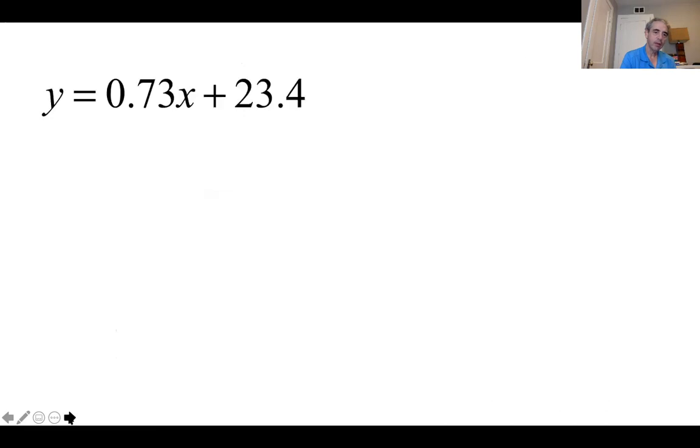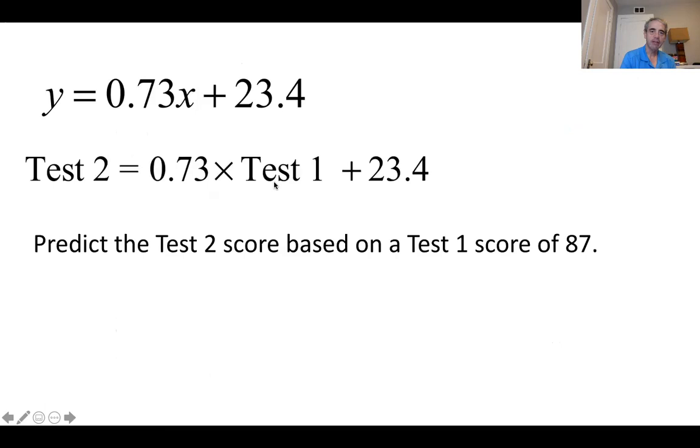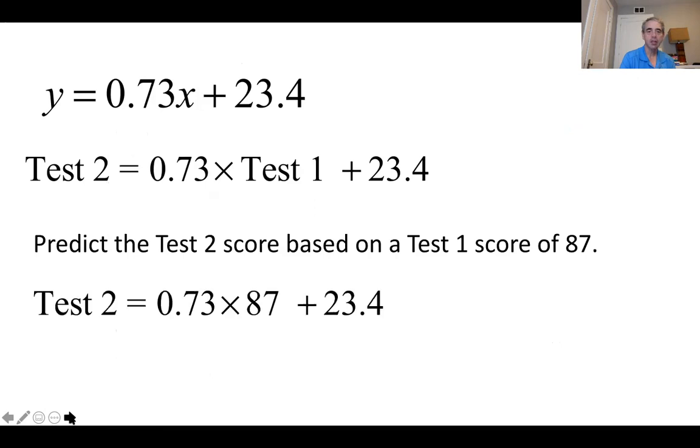We have our formula, we have this. So if we have an 87 on test 1, plugging that in, we get test 2 is 0.73 times 87 plus 23.4, which gives us what? Interestingly enough, it gives us about 87 again. So your score on the first test and your score on the second test, at least at this range, tend to be about the same.